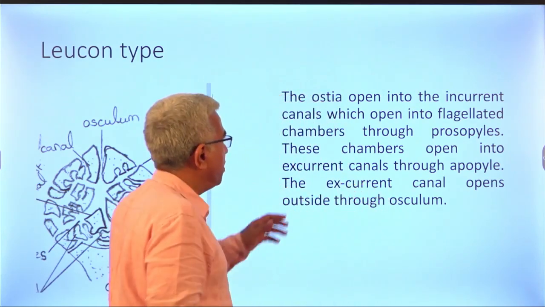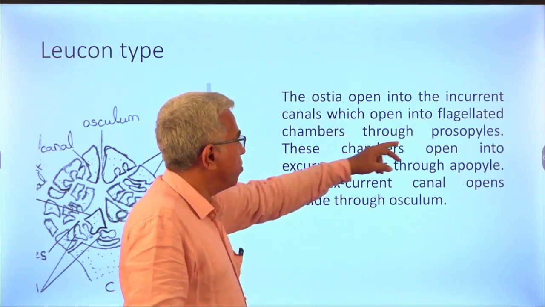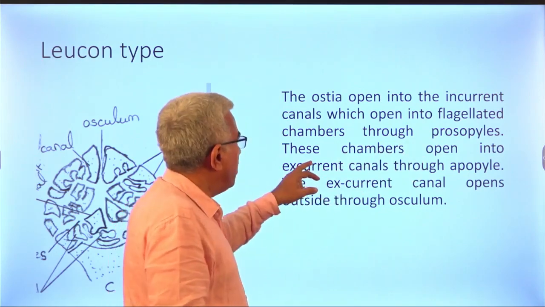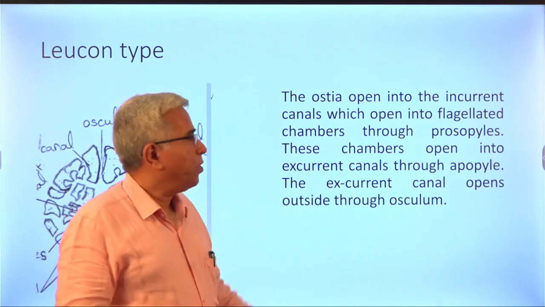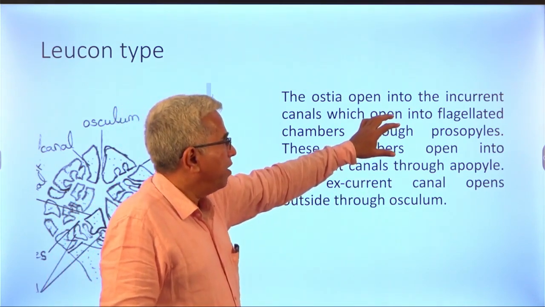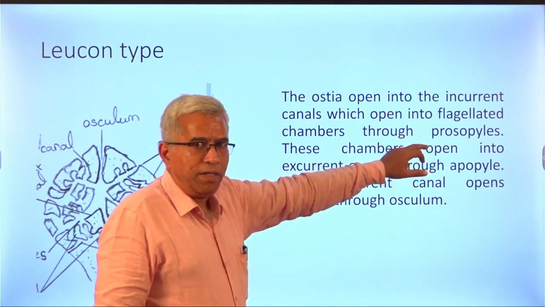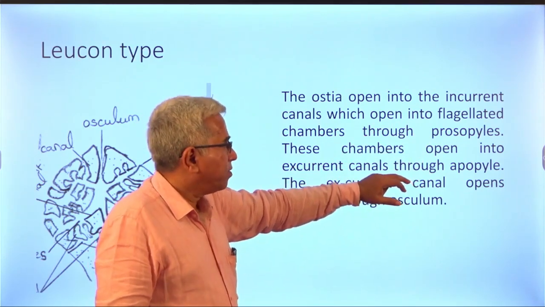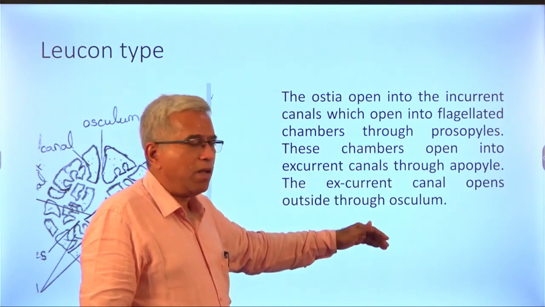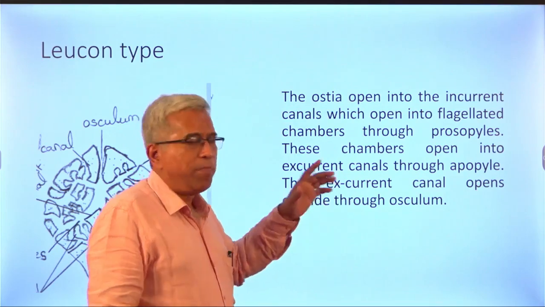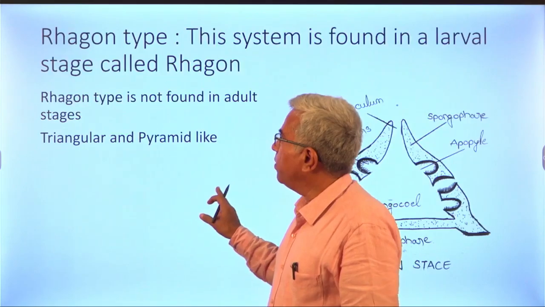Let me read out this. The ostia open into the incurrent canals, which open into flagellated chambers through prosopiles. These chambers open into excurrent canals through apopiles. So here the connection between incurrent canal and flagellated chamber is prosopile. Like that, the connection between these flagellated chambers and excurrent canals are nothing but apopiles. So that is about the complication of the Leucon type.